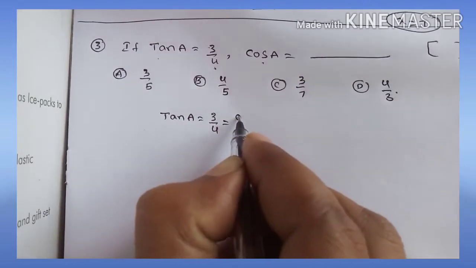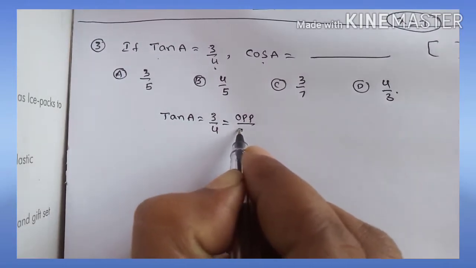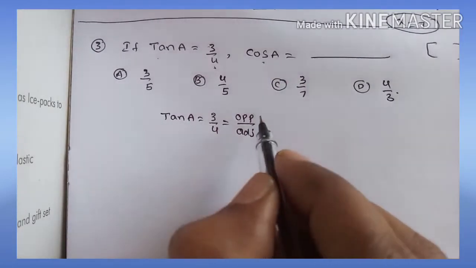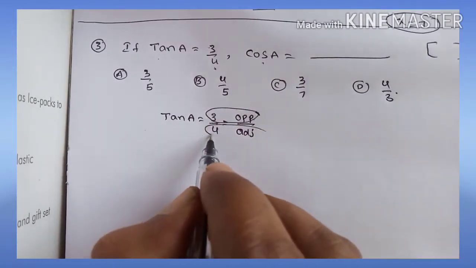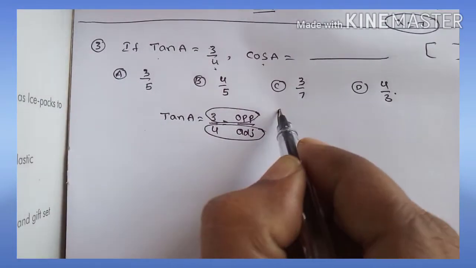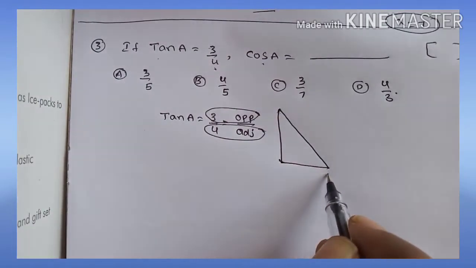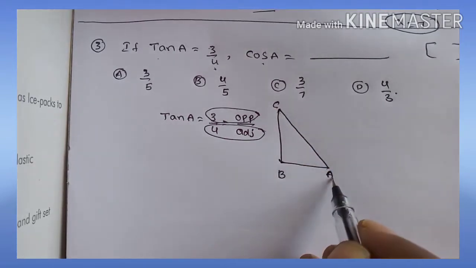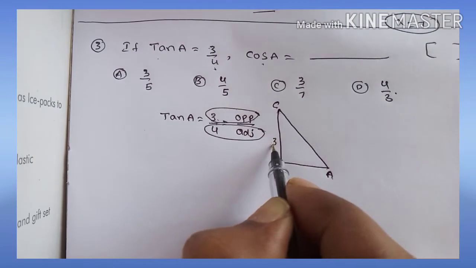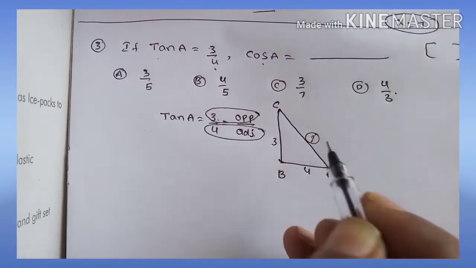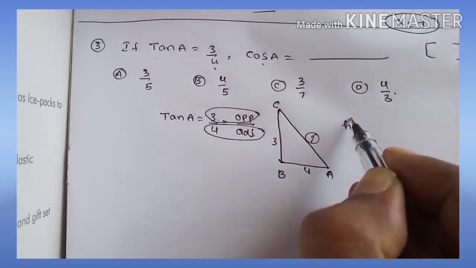We know the tan formula is opposite side by adjacent side. So the opposite value is 3 and the adjacent value is 4. These two we have to use in a right triangle. In the right triangle, this is A, B and C. For A, the opposite value is 3 and the adjacent value is 4. We have to calculate the hypotenuse value.